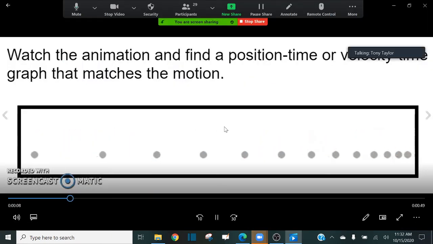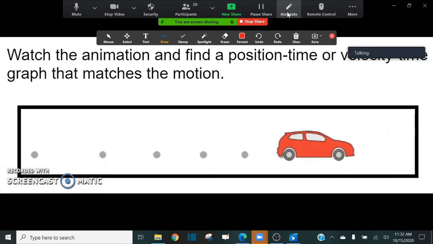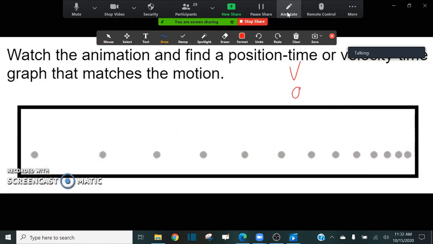And here, you guys should know that this is a positive velocity because we're moving toward the right. We're moving in the positive direction. What is the acceleration? Negative, because we're slowing down.